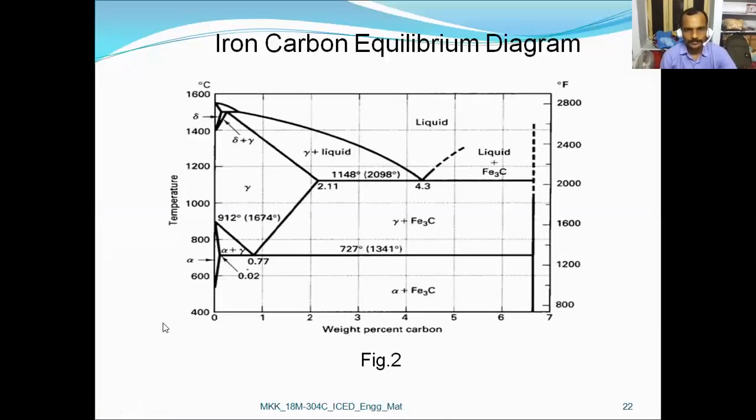Here we can clearly see the different regions of alpha iron, beta, gamma and delta irons. Temperatures are given in degrees centigrade, and on this side in Fahrenheit.